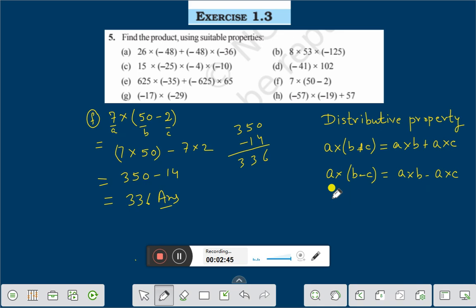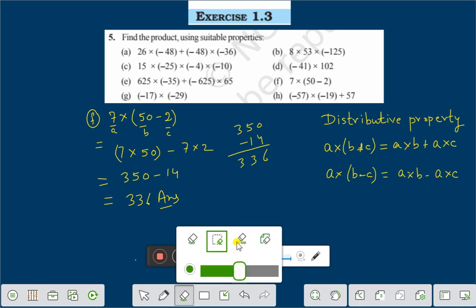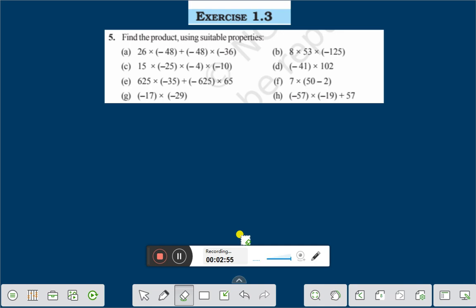Now we'll solve question number G. Question number G is minus 17 into minus 29. Here also we use the distributive property.